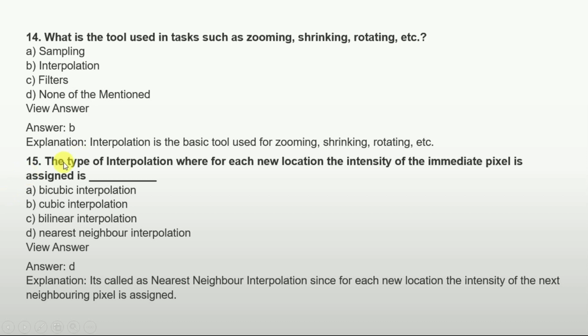New question: the type of interpolation where for each new location the intensity of the intermediate pixel is assigned is: option A, cubic interpolation, option B, cubic interpolation, option C, bilinear interpolation, option D, nearest neighbor interpolation. So the answer is D, that is nearest neighbor interpolation.